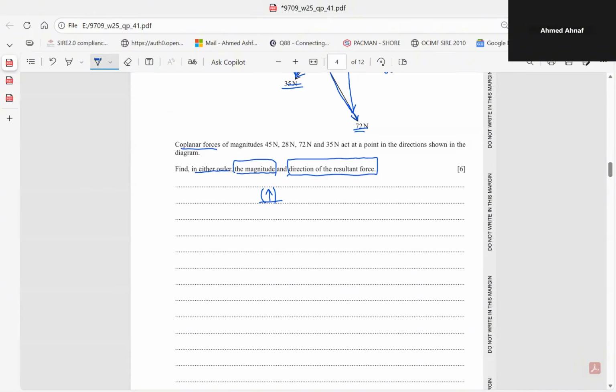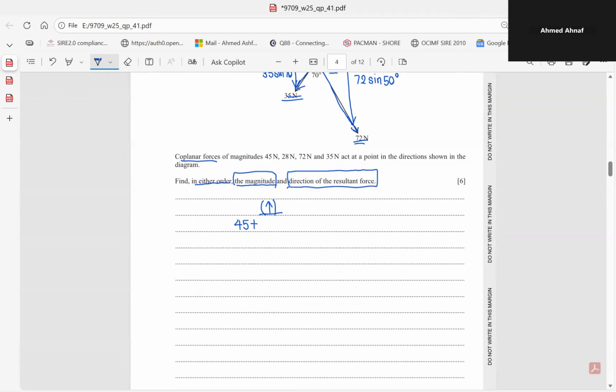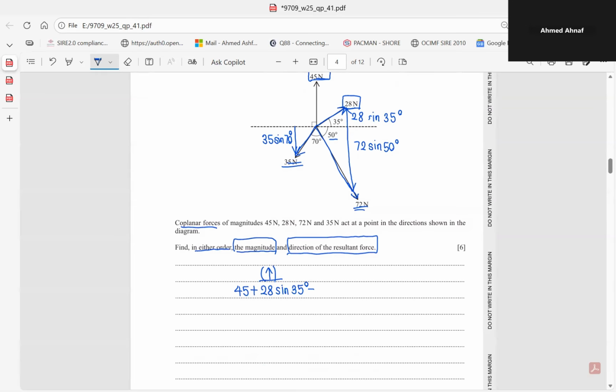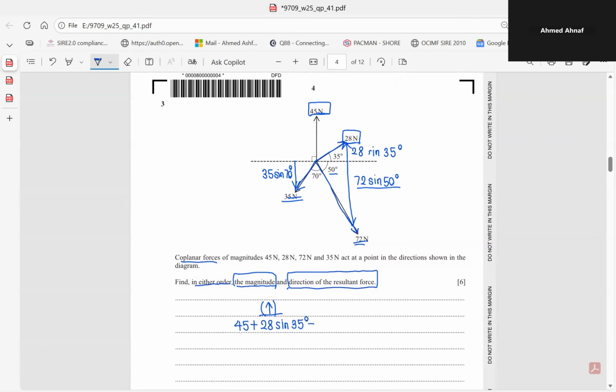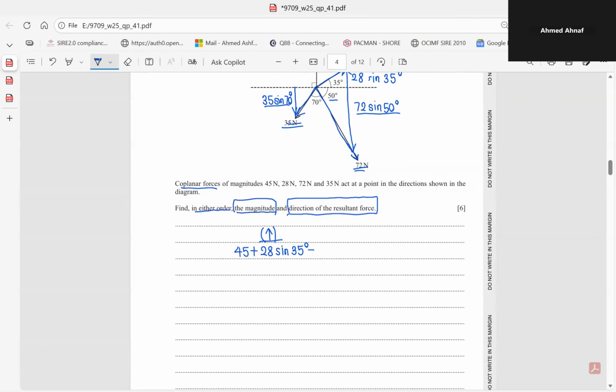So 45 plus 28 sine 35 minus the downward, which is 72 sine 50 and 35 sine 70. So minus bracket 72 sine 50 plus 35 sine 70 degrees.